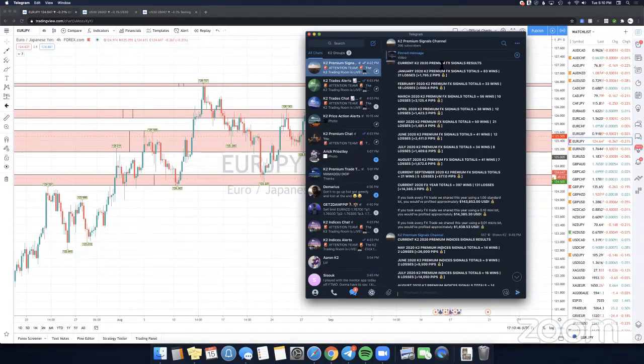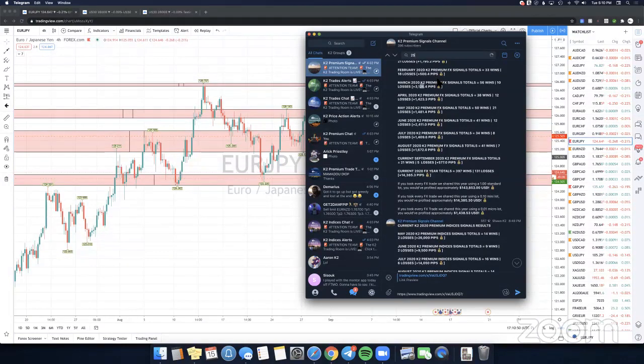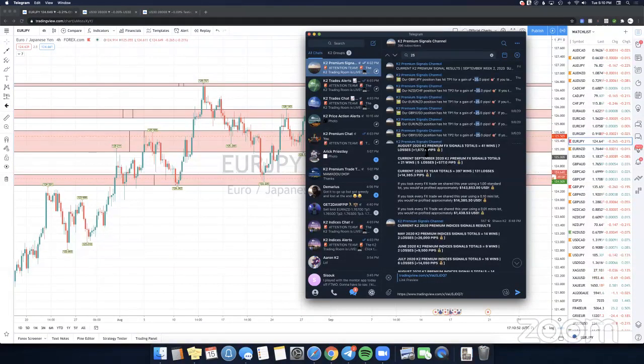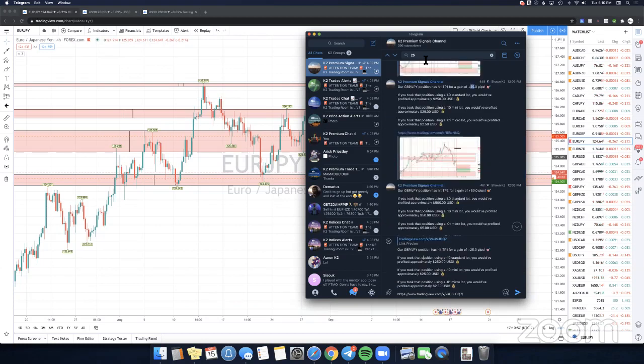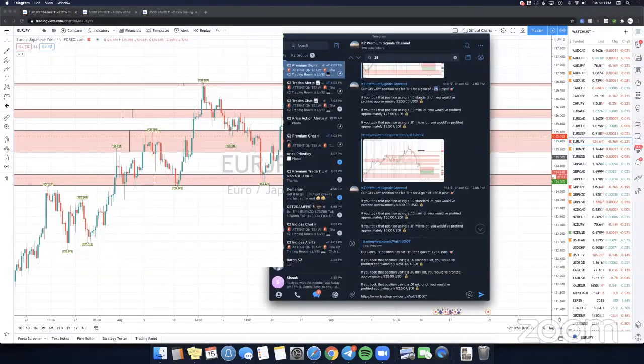Profit 25. A 50 pip move. I should have made a bigger move for this. That's cool. So this is going to be Euro JPY for TP2.